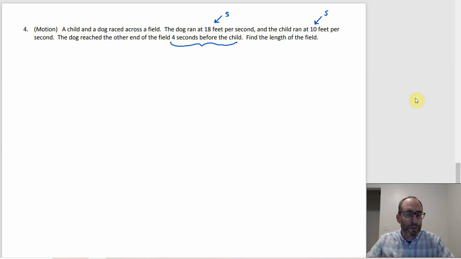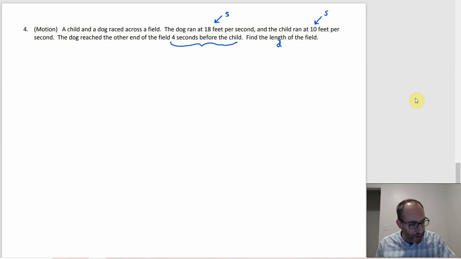We don't know any specific times, but basically one of them will be an unknown, and the other will be either that +4 or that -4, depending on how you set it up. So you'd have a t with a t +4, or a t with a t -4. And then we find the length, which would be the distance, which is usually the thing we think of as distance.